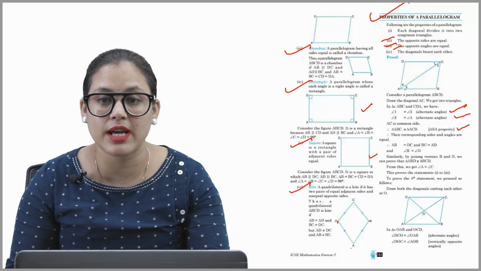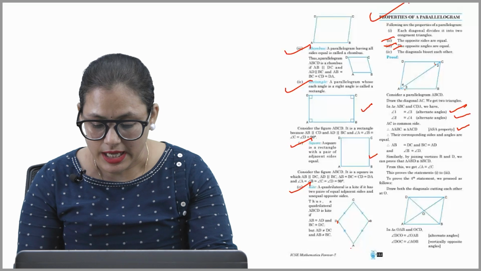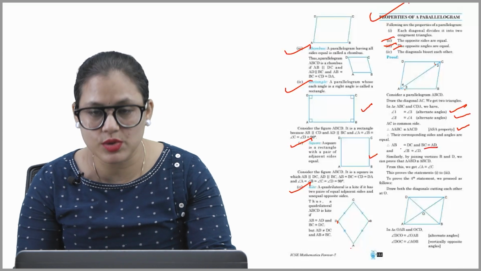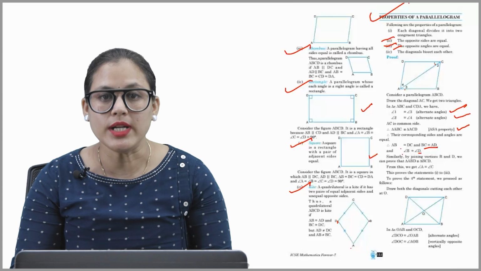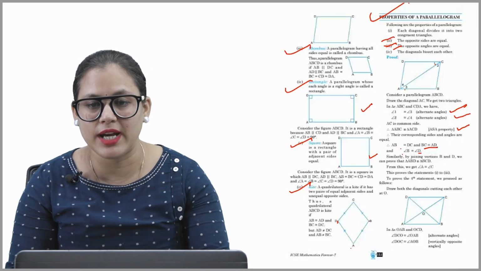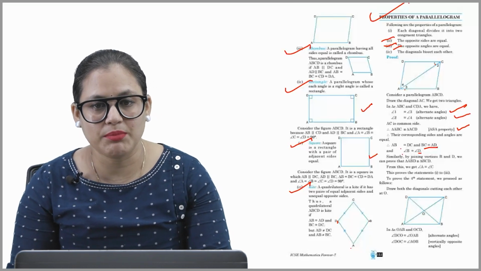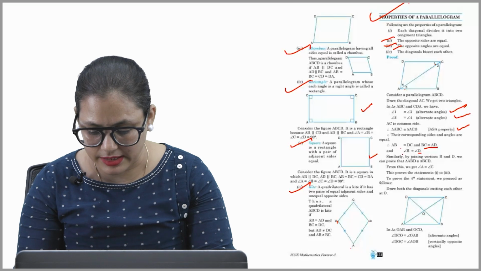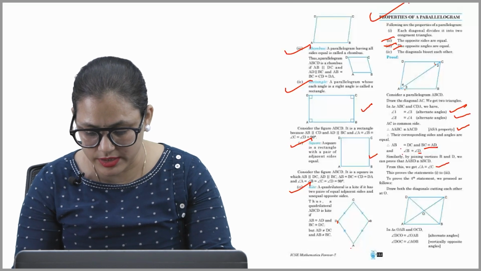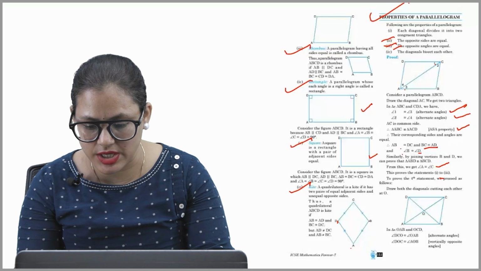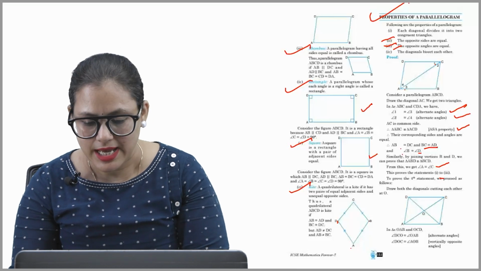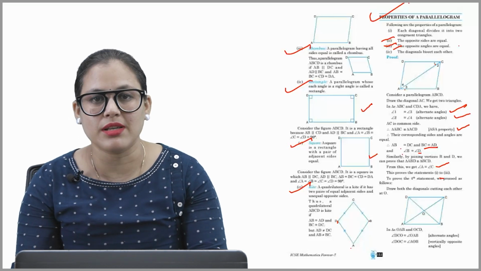Now, their corresponding sides and angles are also equal. Therefore, AB is equal to DC and BC is equal to AD. And angle B is equal to D. Similarly, by joining vertices B and D, we can prove that triangle ABD is congruent to triangle BCD. From this, we get angle A is equal to angle C. This proves the statements 1 and 3, which is that each diagonal divides it into 2 congruent triangles, and number 3 is the opposite angles are equal.